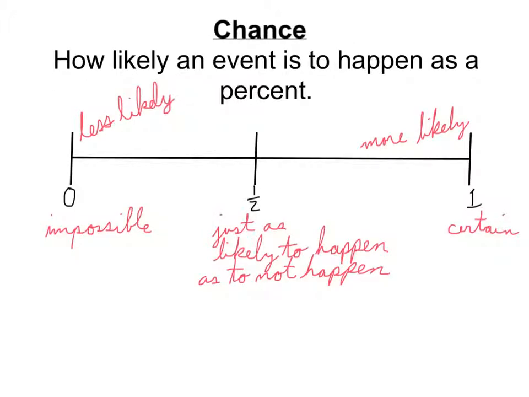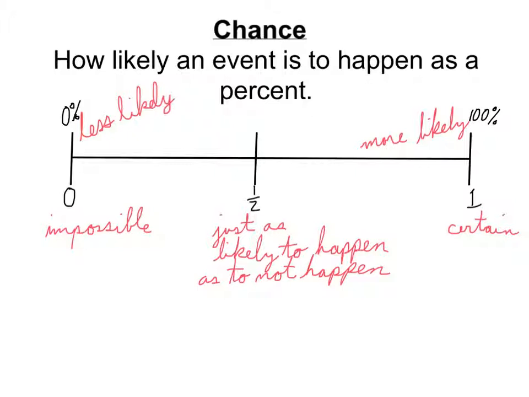Chance is directly related to probability. In fact, really all it is is probability written as a percent. So first of all, let's consider our range for probabilities. Probabilities can be anywhere from 0 to 1. So if we change those into percentages, that means that chance can be anywhere from 0%, meaning that something's impossible, to 100%, meaning that something is certain.